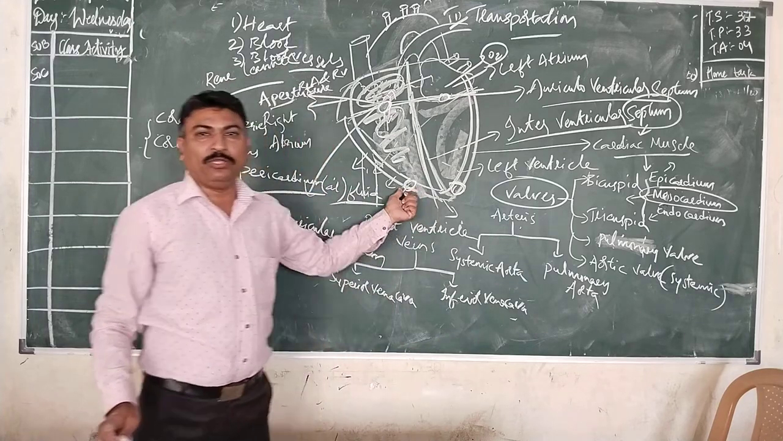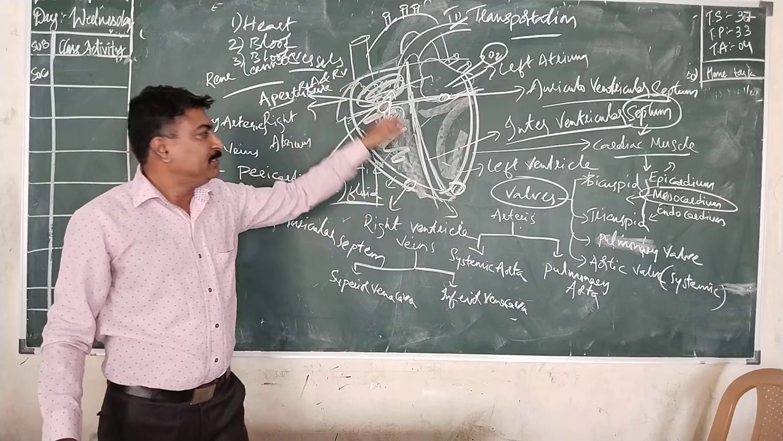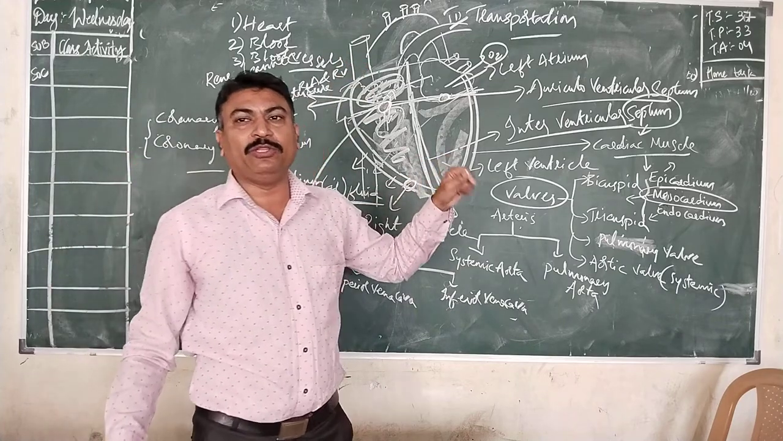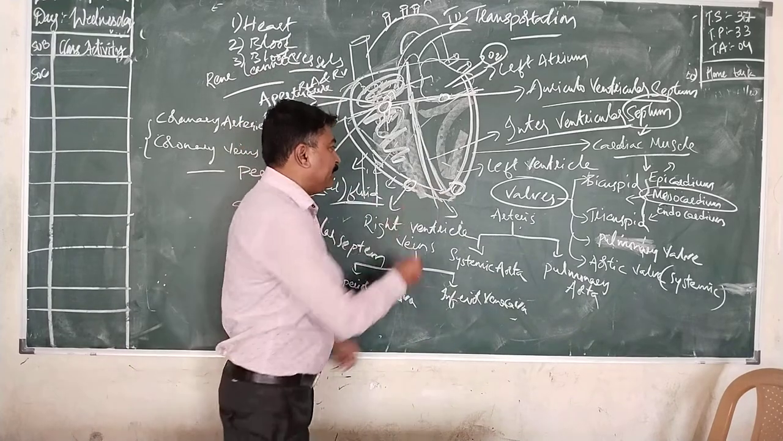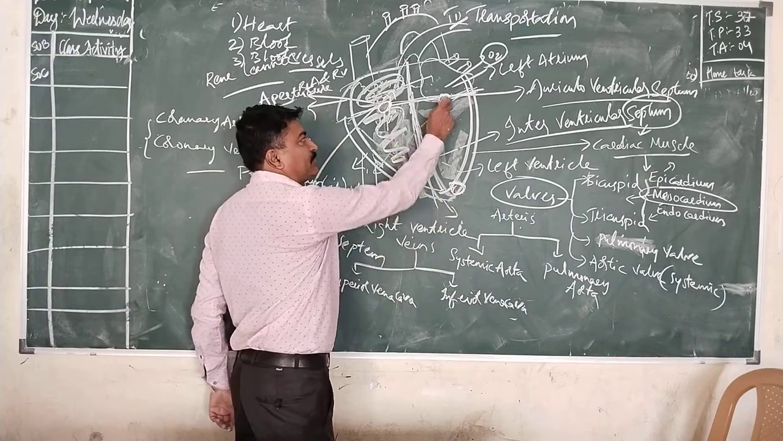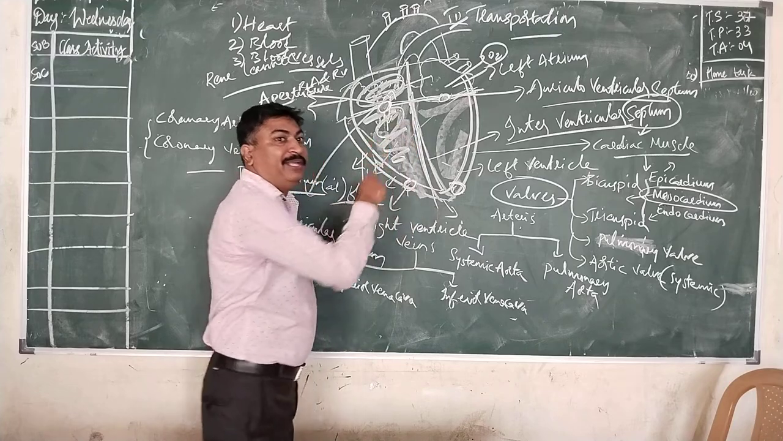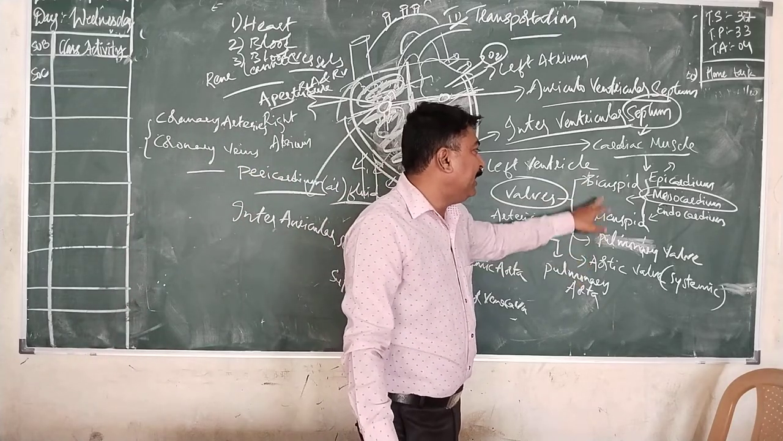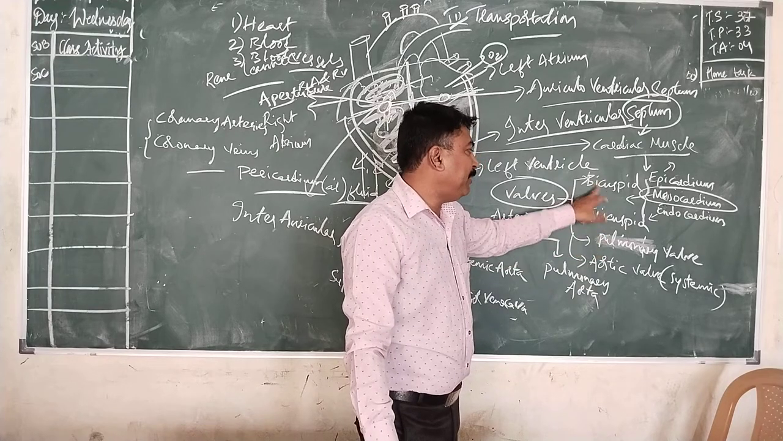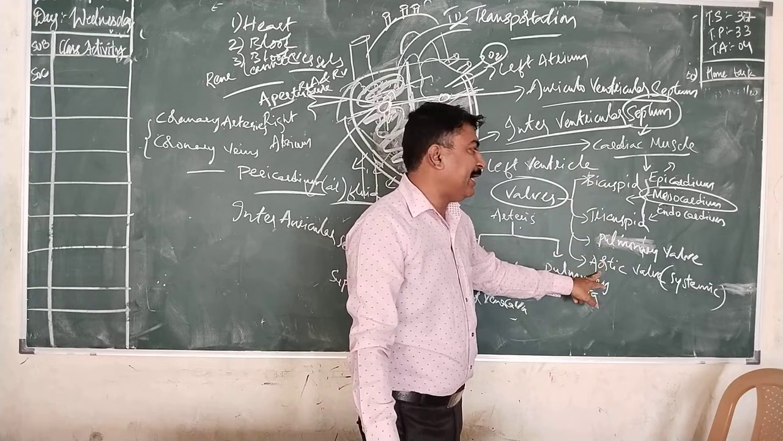The pulmonary aperture will allow the blood to flow to the lungs. The systemic aperture will allow the blood to flow to various body parts except the lungs. Now, these openings are protected with valves. There are four valves present in the heart: tricuspid valve, bicuspid valve, pulmonary valve and aortic valve.